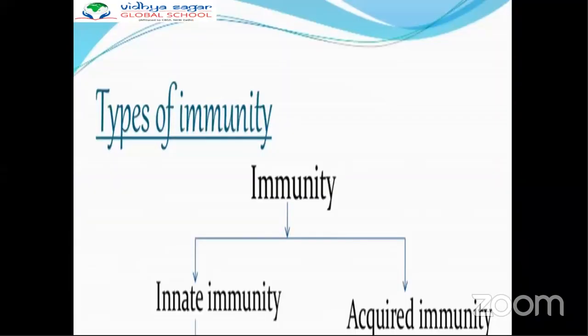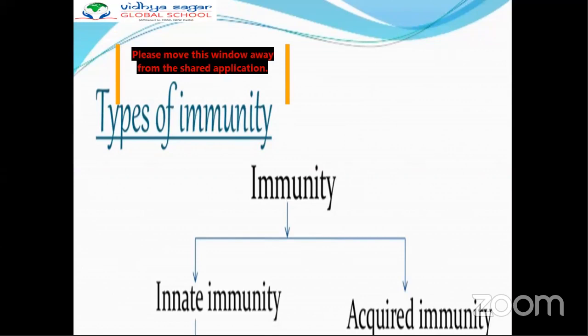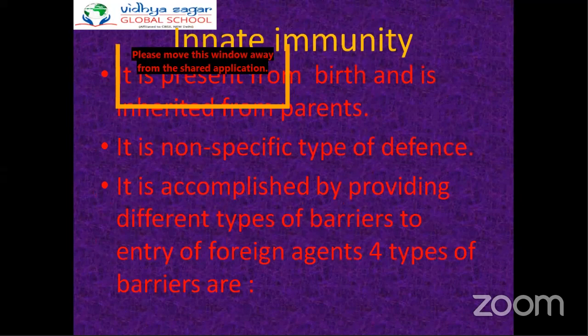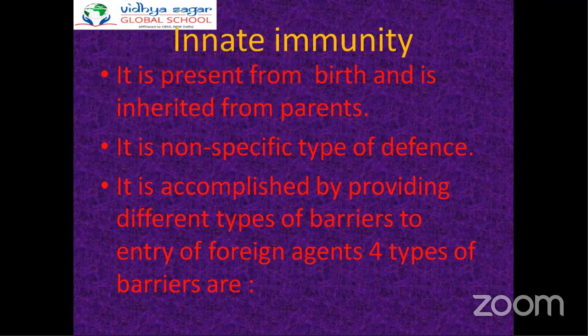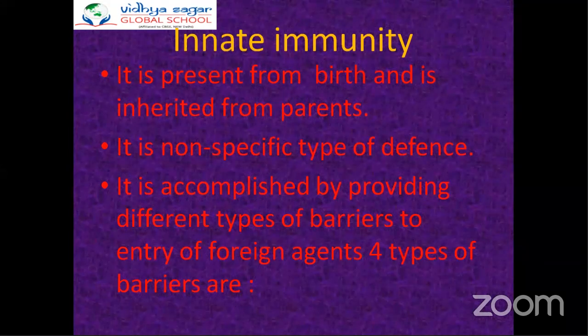There are two types of immunity: innate immunity and acquired immunity. Innate immunity is present from birth and is inherited from the parents. So from the parents, we get this immunity. It is a non-specific type of defense. It will not defend specifically against a particular thing. It is accomplished by providing different types of barriers to the entry of foreign agents.